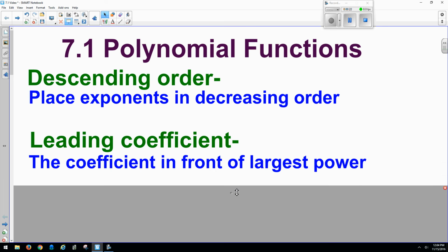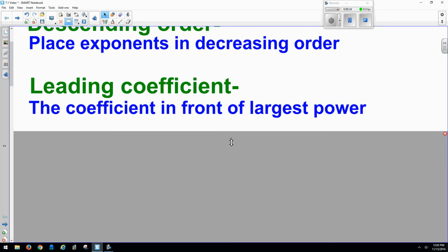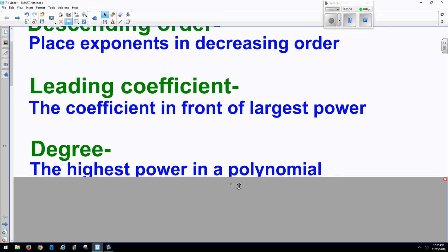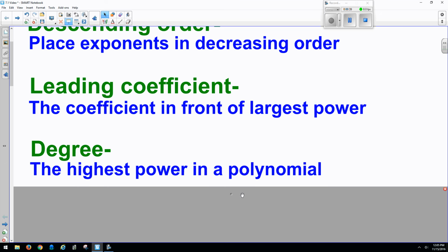Leading coefficient is just the coefficient that's in front of the largest power. So even if it's not in descending order, you're just going to find whatever exponent has the largest power, look at the coefficient in front, and that is your leading coefficient. And the degree is just whatever the highest power is. So if you have an x to the fourth and 4 is the highest exponent, the degree would be 4.